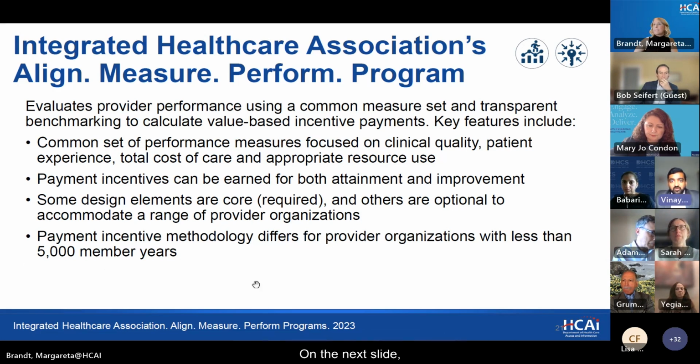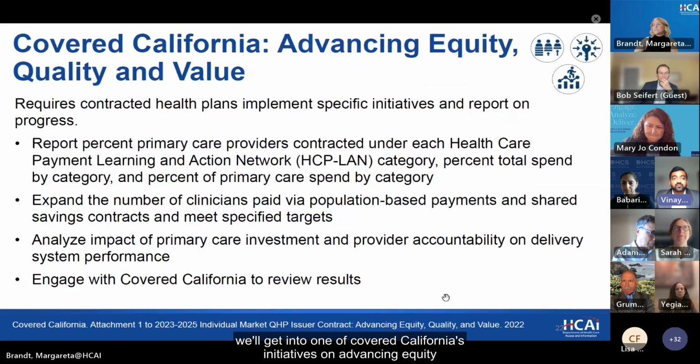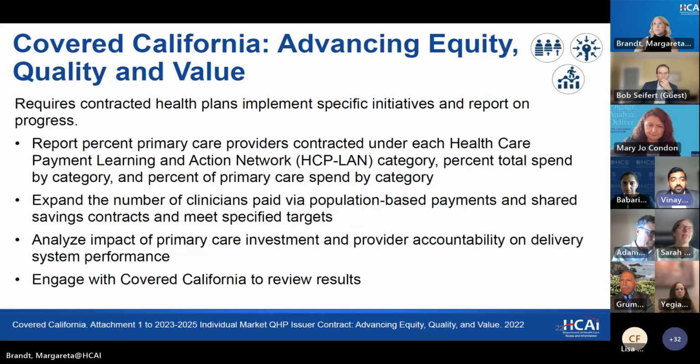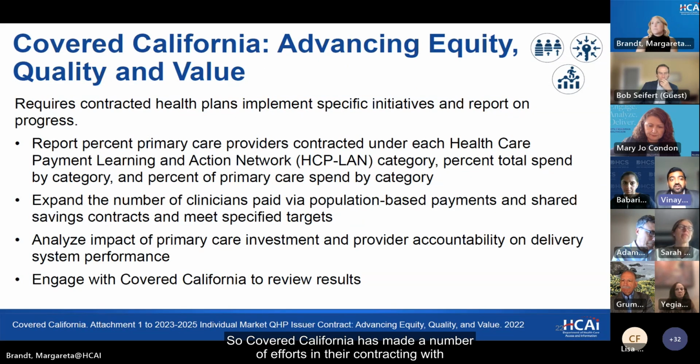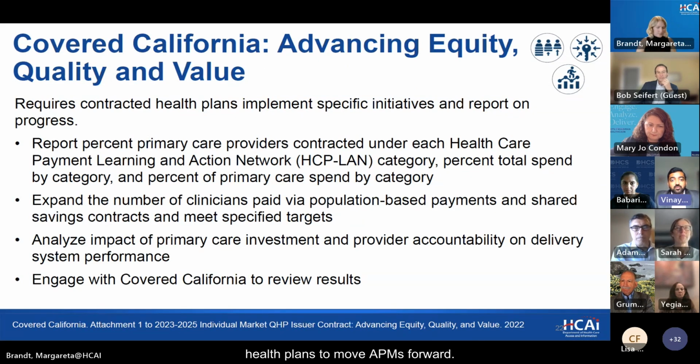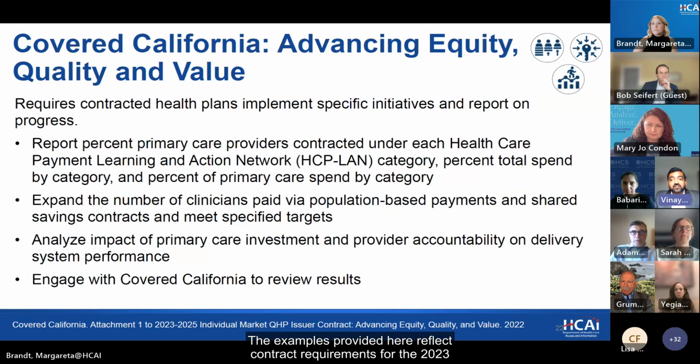On the next slide, we'll get into one of Covered California's initiatives on advancing equity, quality, and value. Covered California has made a number of efforts in their contracting with health plans to move APMs forward. The examples provided here reflect contract requirements for the 2023 measurement year for the individual market plans. There are additional nuances for other markets as well, so just highlighting that here. And these are all focused on promoting APMs.